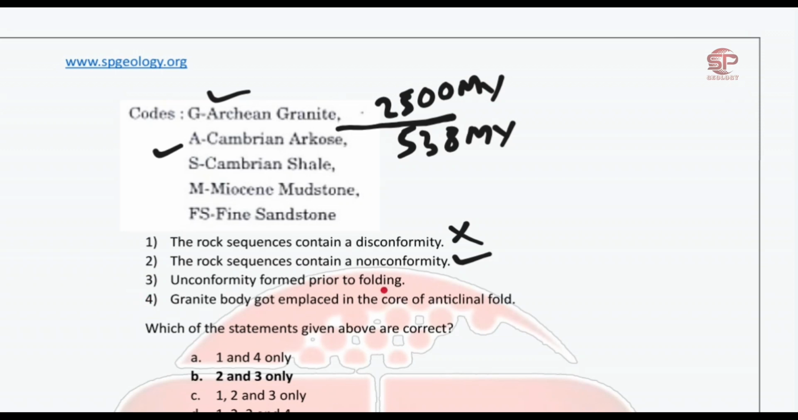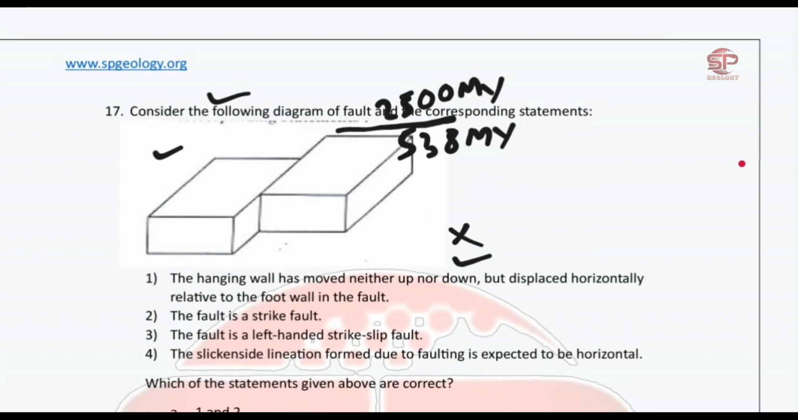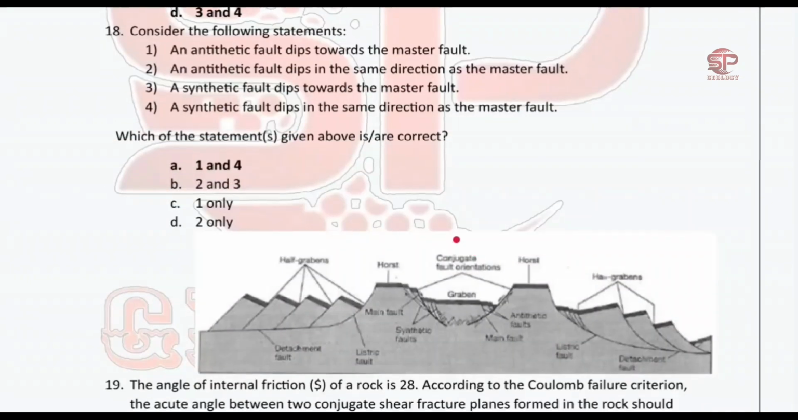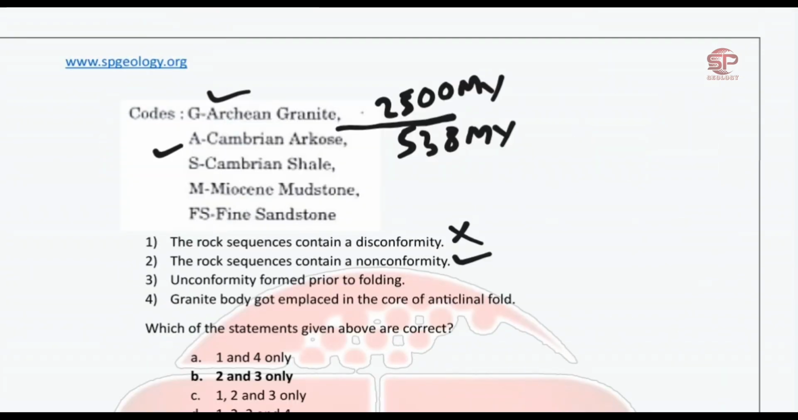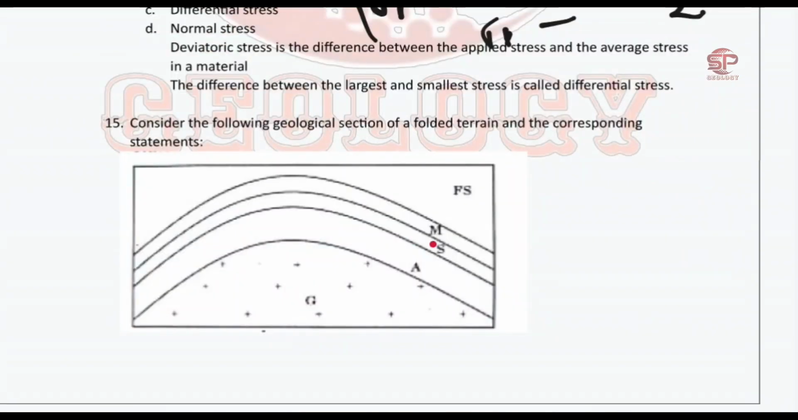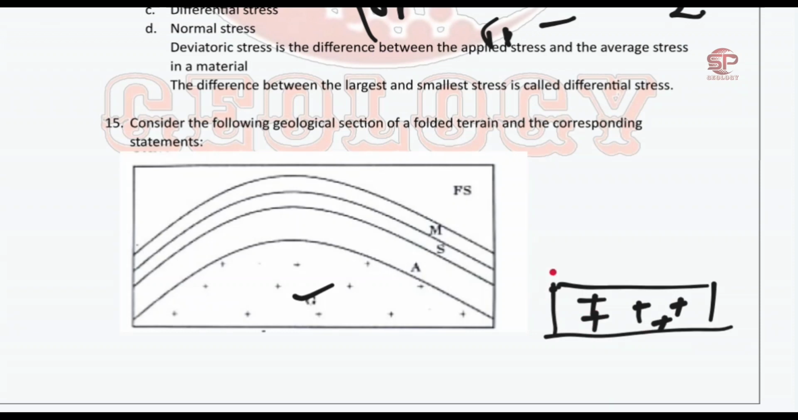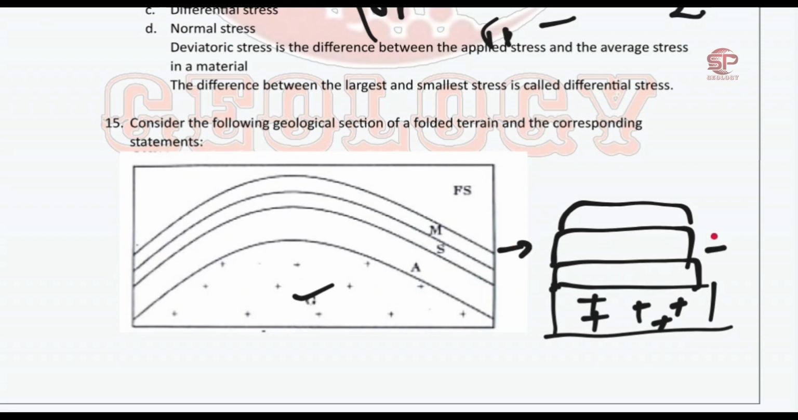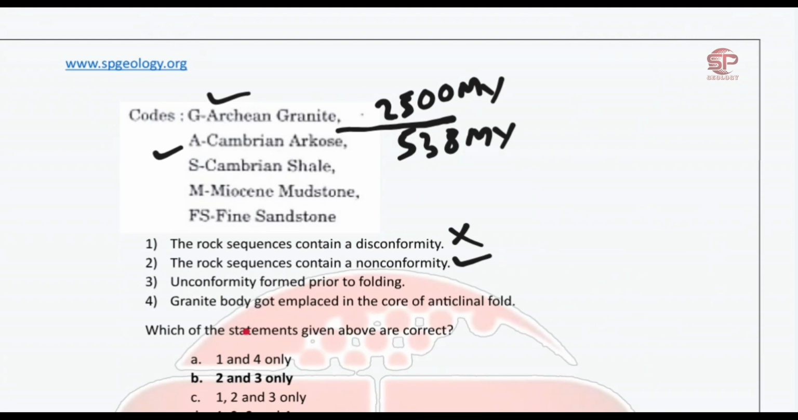Then the unconformity formed prior to the folding. So if you see the diagram, the sequence of events will be like this. First, there will be the granitic emplacement, then the deposition of sediments. This is the granitic emplacement, then there will be horizontal deposition like this, then they get folded by compression. So that means the unconformity is prior to the folding.